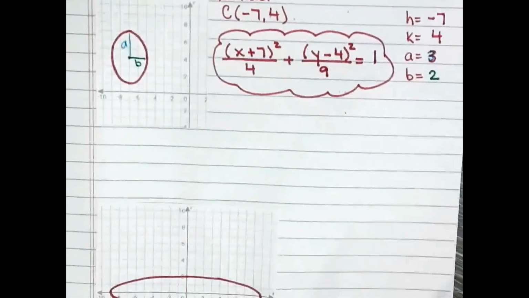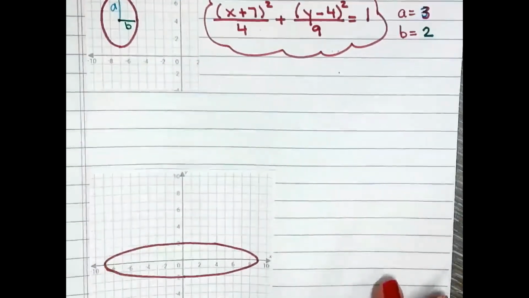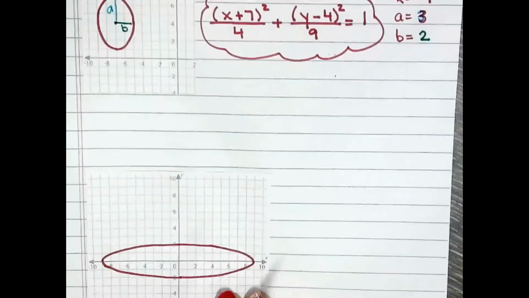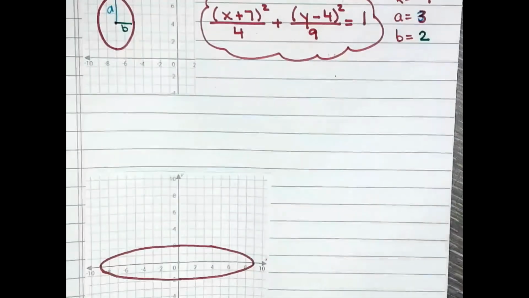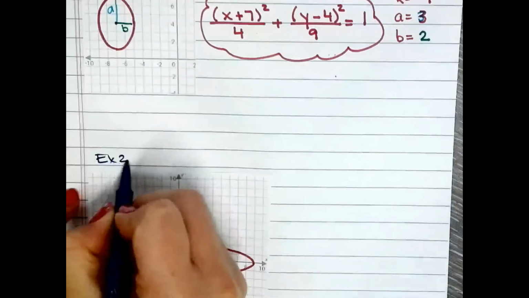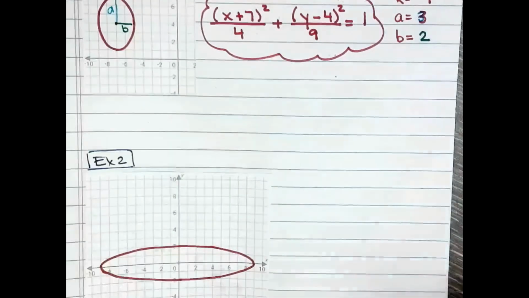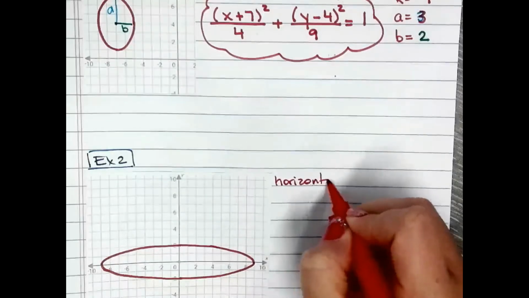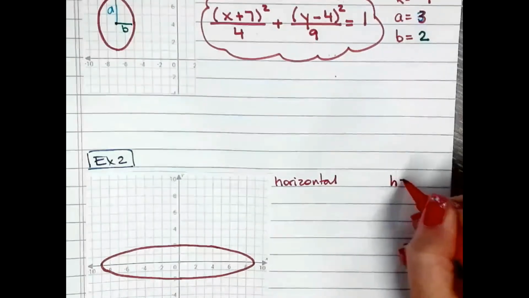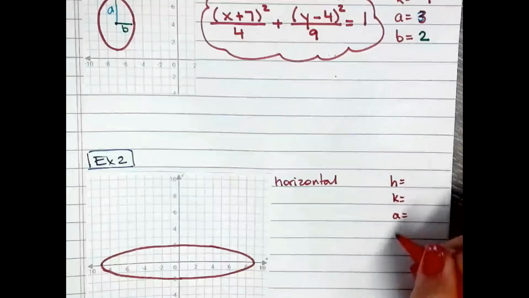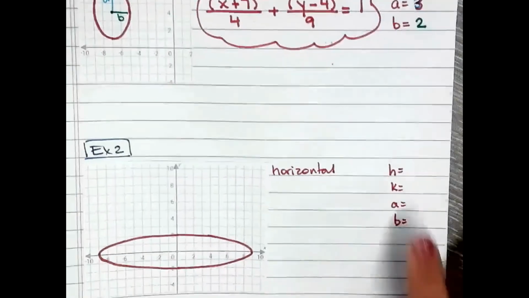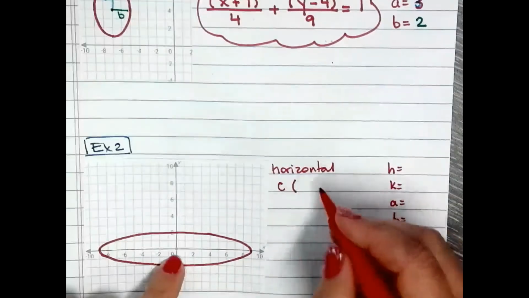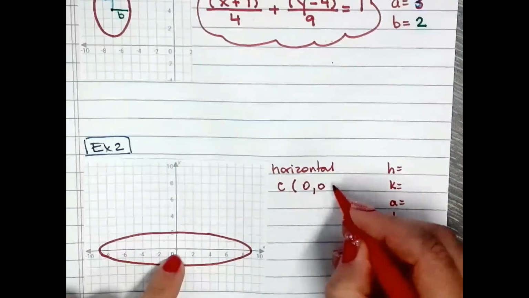We're going to do one more just because. So now this time we have a horizontal ellipse. So the horizontal ellipse, I will write example 2 right here for you. We still need to find H, K, A, and B. So H and K is from the center. The center is right there at the origin, so 0, 0.